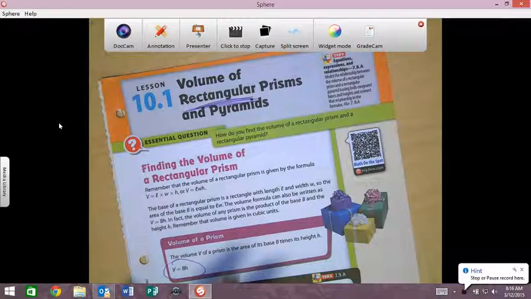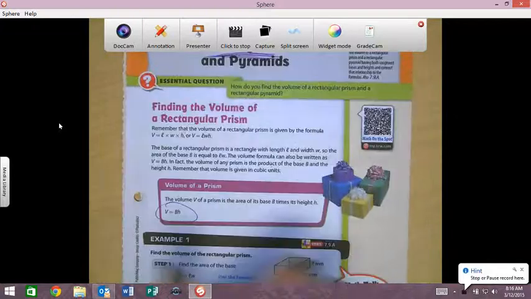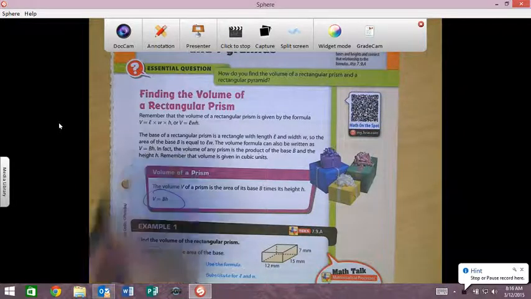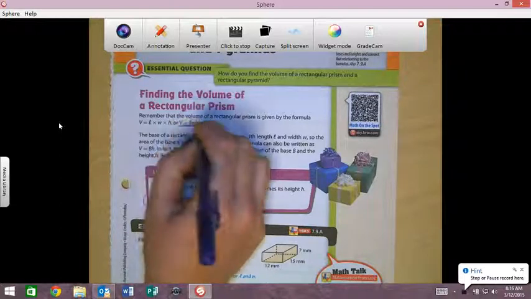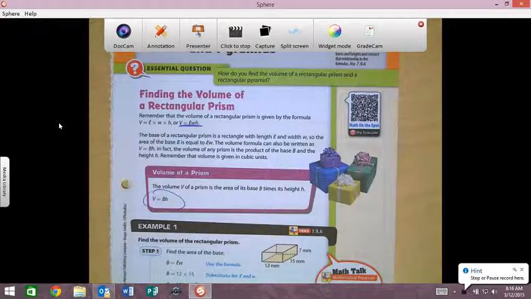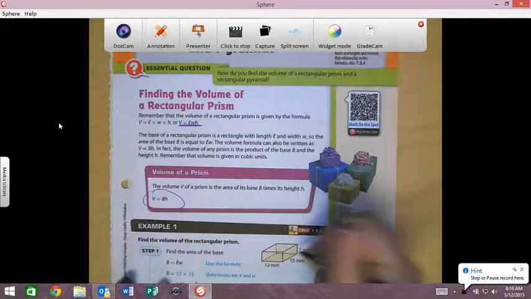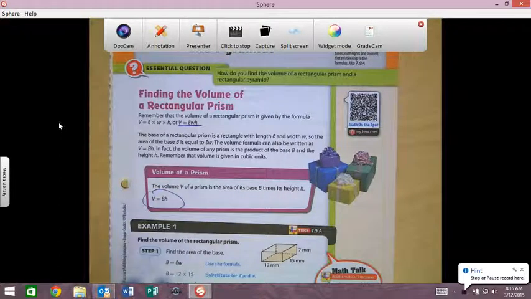But the big thing that we have to know is our formula, and we have to know how to use it. If you understand the formula and how to use it, you're going to do just fine on this. So it says, our rectangular prism is found by doing length times width times height. That's right there, length times width times height. The reason it is that is because you find length times width to find the area of a rectangle. Well, you multiply it by the height, that will give you the volume of the entire shape.